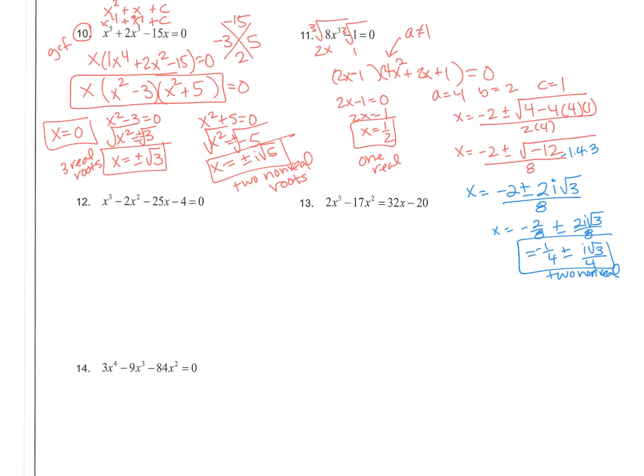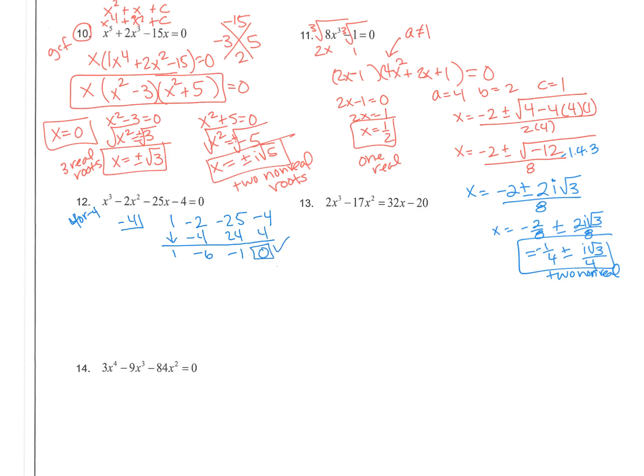Number 12 is a rational root theorem problem. I think that I said to try 4 or negative 4 for this problem. 4 or negative 4. So the one that works is negative 4. Let's try it. Negative 4, my coefficients are 1, negative 2, negative 25, and negative 4. And when I do my division, I'm going to bring down a 1. 1 times negative 4 is negative 4. I get negative 6. I get positive 24. I get negative 1. And finally, I get 0.